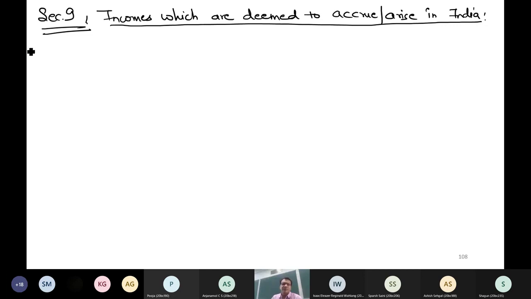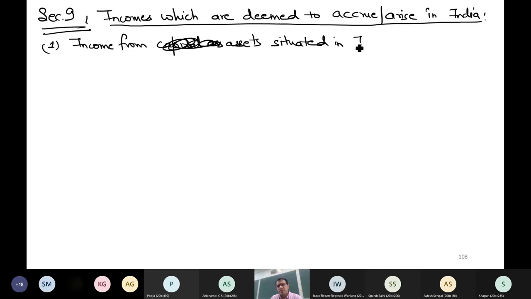So first point, simple: income from a business connection in India, or I am removing the words business connection, income from assets which are situated in India. If there is any income you are earning from any asset which is in India, you have to assume that the income is accrued in India and you have to pay the tax.